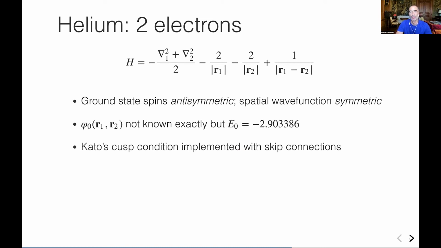And one additional thing that's important in these kinds of systems is to build in a cusp condition on the wave function, which is present because of the Coulomb interactions. We can do that by putting in a skip connection into our network, which models the drift.